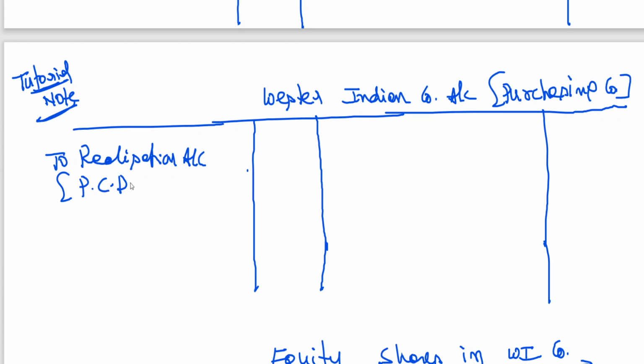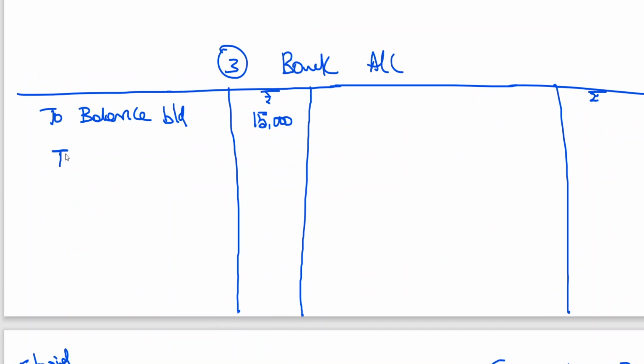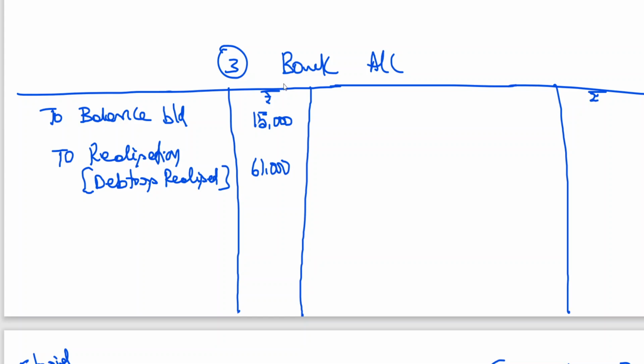Because why I am opening this, it may be useful even for company accounts, amalgamation of companies also. Sorry, 1,60,000. Then bank account, debtors realized to realization. Debtors has been realized for how much? 61,000. What is the entry, my dear friends? Bank account debtor to realization. Amount has been realized in cash.